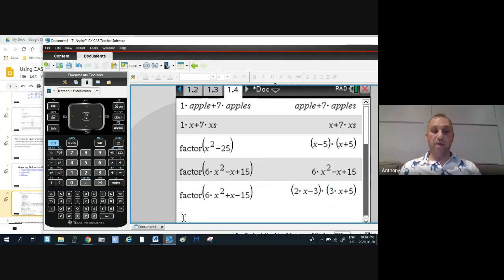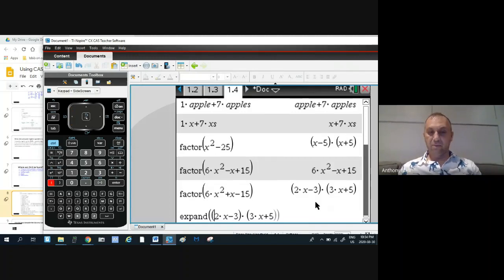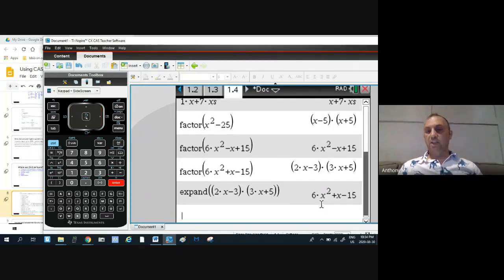Or I could go the other way. I could ask the CAS to expand, and when I ask it to expand, I could give it 2x minus 3 times 3x plus 5. And I think I need another bracket in here. That's better. And look at that, it goes back to the trinomial form that we started with before we factored it.